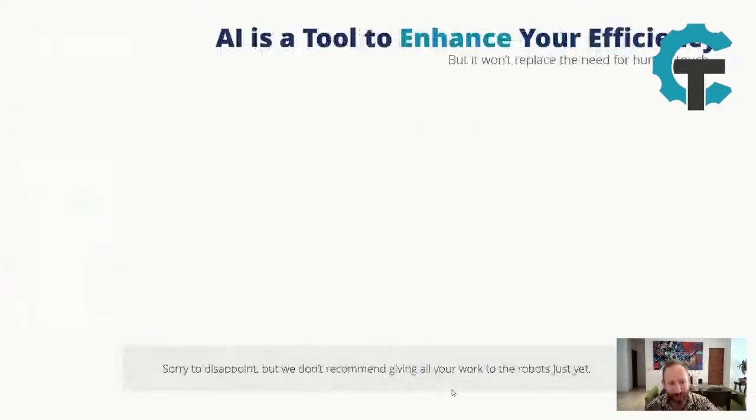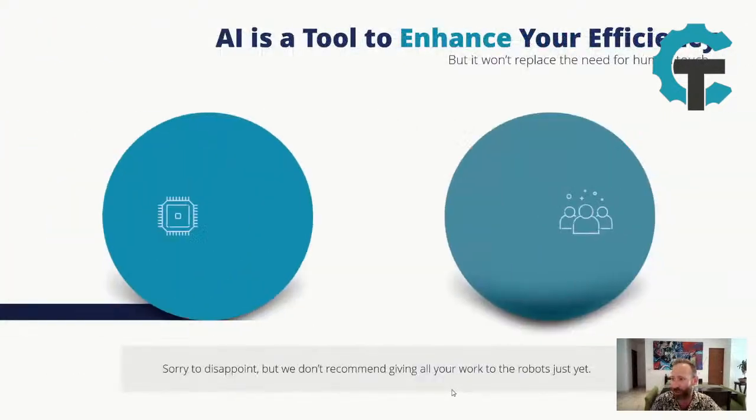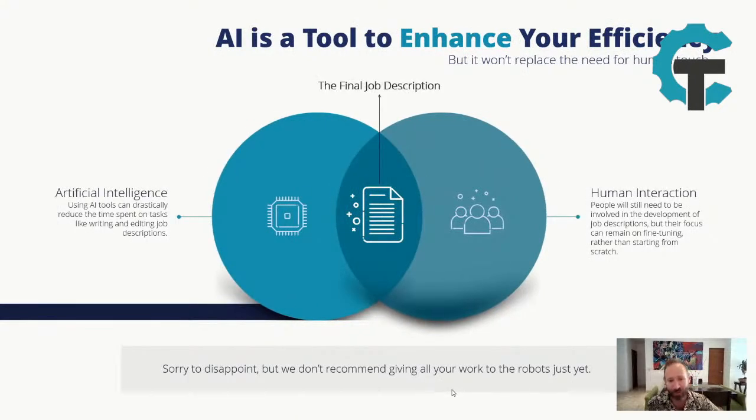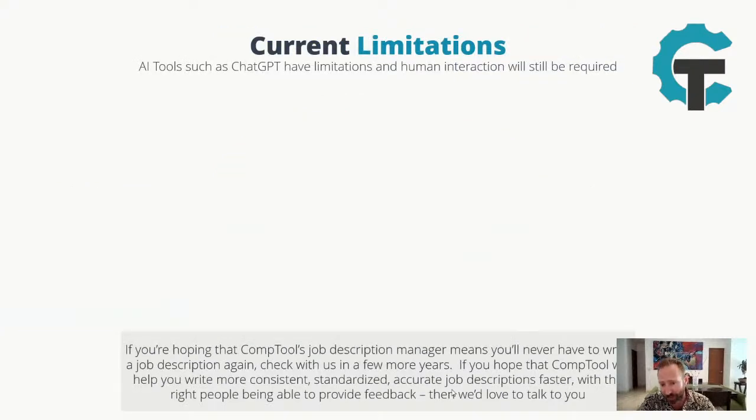But I think it's important to understand that AI is a tool to enhance your efficiency. So if you were coming to this presentation thinking, I'll never have to write a job description again, sorry to disappoint you, that's not the case. That's not what we're going to suggest this can do yet. We will suggest that the AI that we're leveraging can help you write a job description draft very quickly, very accurately, and very consistently. But you're still going to want to incorporate that human interaction and that human touch before you create that final job description, because there are some limitations.